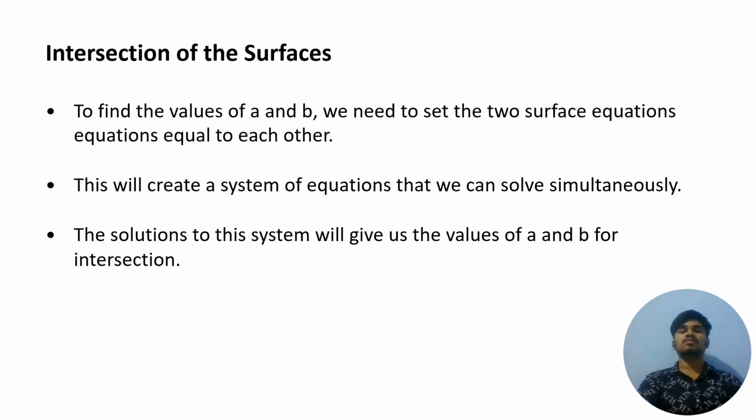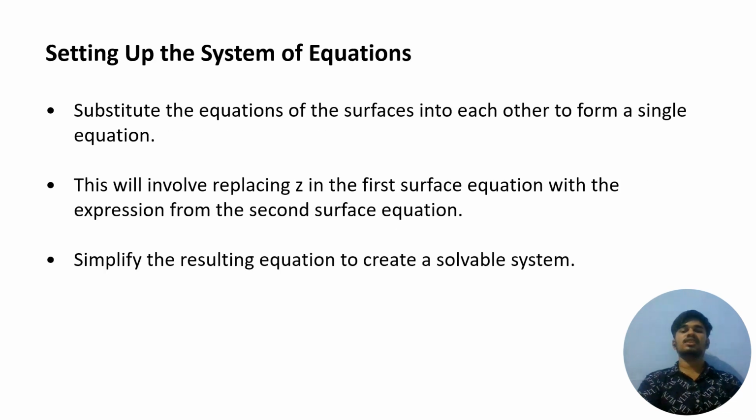Intersection of the surfaces. To find the values of A and B, we need to set the two surface equations equal to each other. This will create a system of equations that we can solve simultaneously. The solutions to this system will give us the values of A and B for intersection.